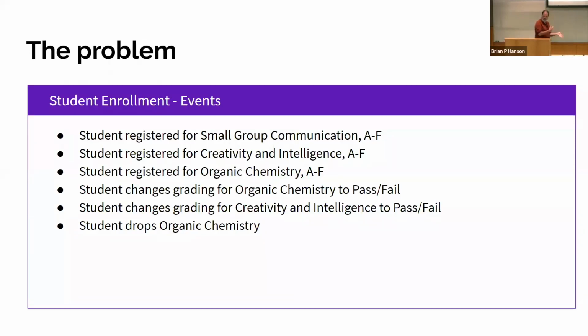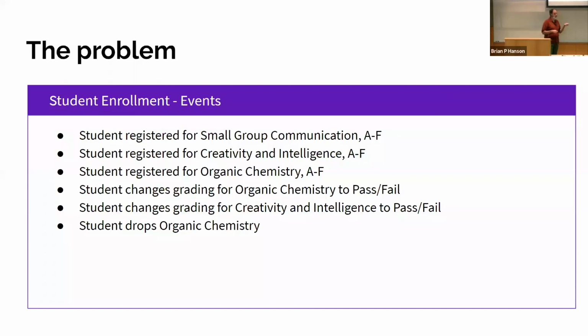Let's say that student registered for small group communication, they waited, and then they registered for creativity intelligence, but A to F. And then they registered for organic chemistry, A to F. And then they changed their organic chemistry grading to pass-fail. And then they changed their grading for creativity intelligence to pass-fail. And then they dropped organic chemistry entirely. That's a more interesting story.